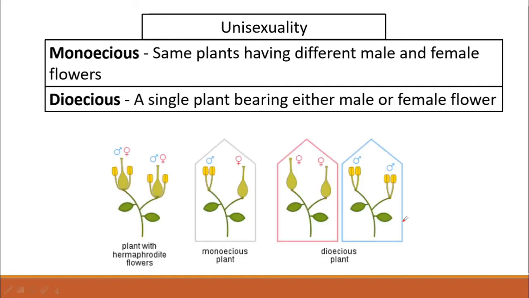We can see here, in case of hermaphrodite flowers, in the sense a flower having both androecium and gynoecium present in a single flower is called a hermaphrodite or bisexual flower.